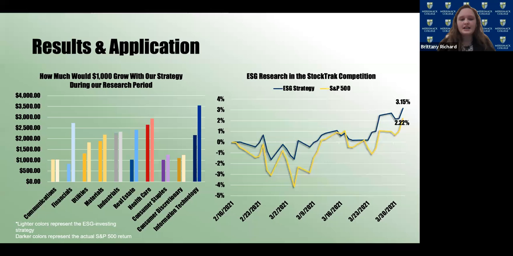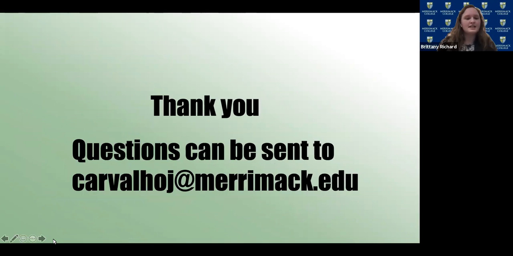On the right-hand side, you can see a graph of our research implemented into an online trading simulation called StockTrack that is held each year at Merrimack College. As you can see, our ESG investing strategy outperformed the S&P during the time period of February 2021 throughout the end of March 2021.